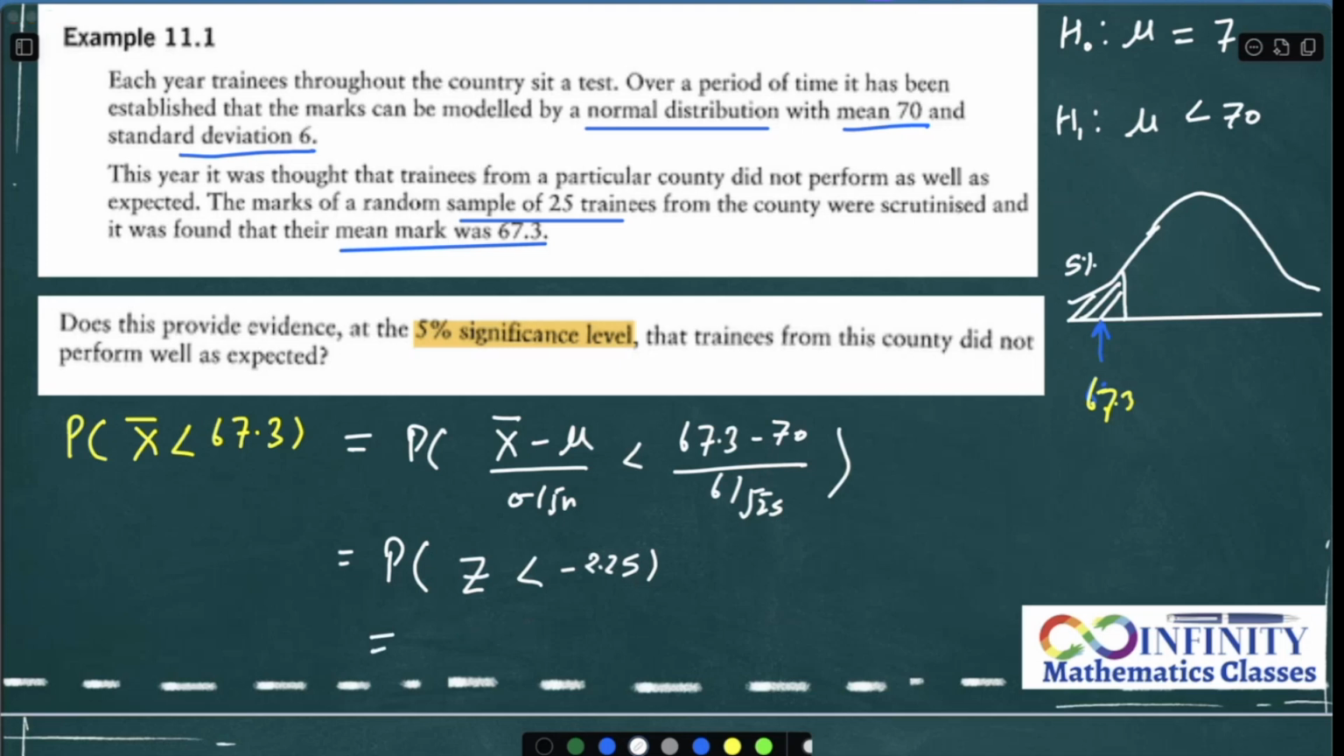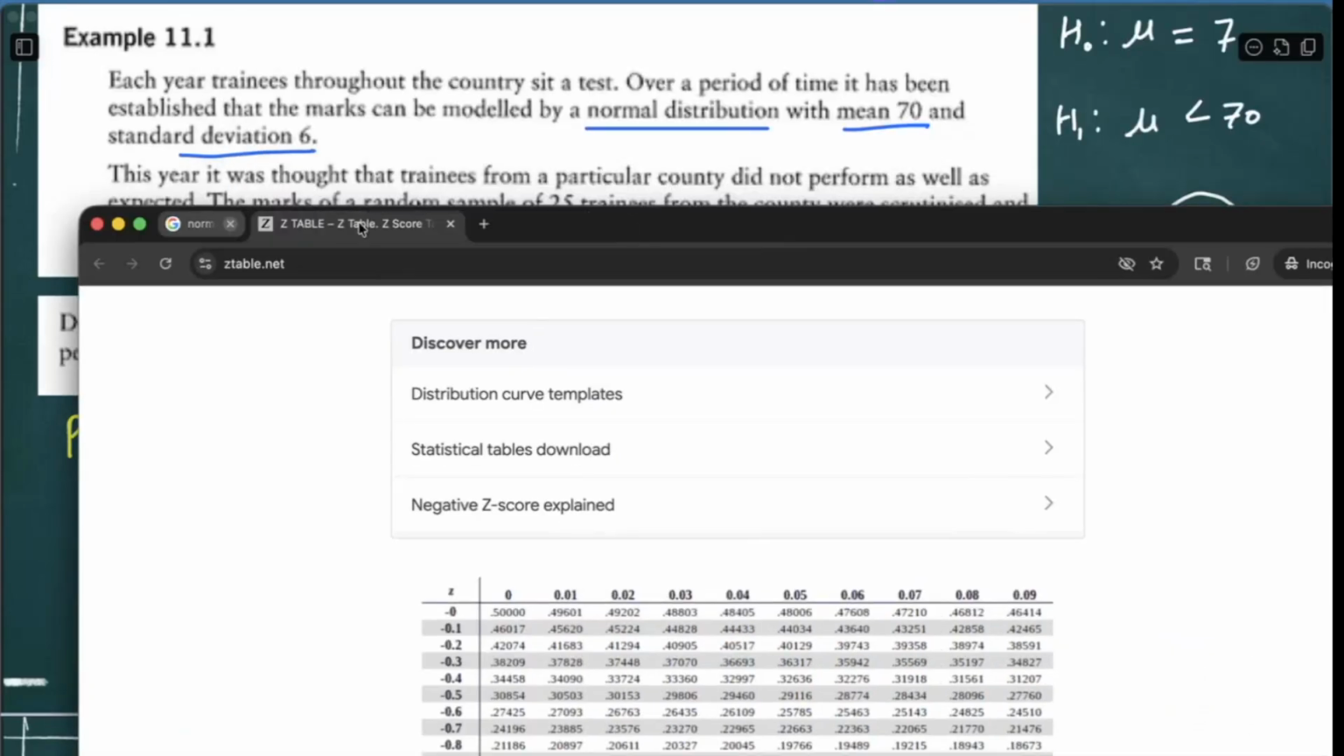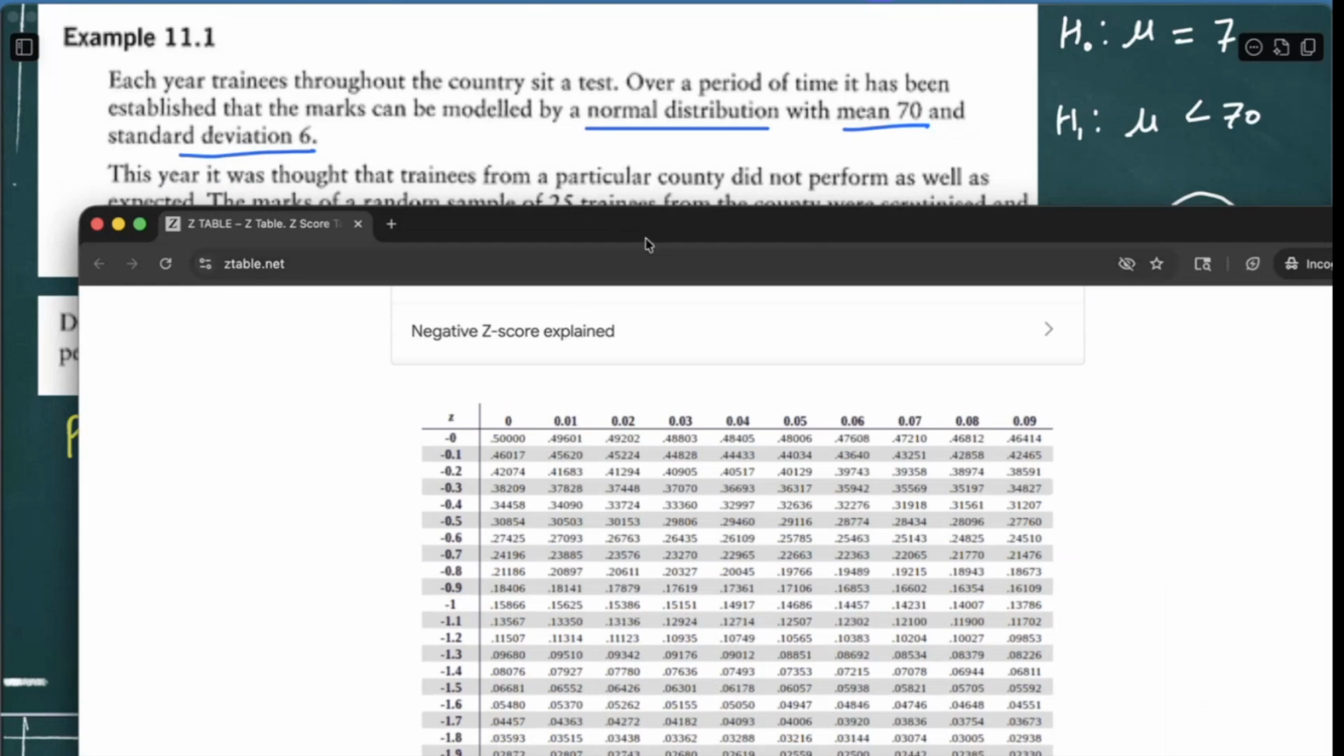Give me a second. Let me find a normal table. For the time being, I can use the normal table, because whenever you have this type of situation, you need the normal table. Look at the normal table, and I hope it is readable.